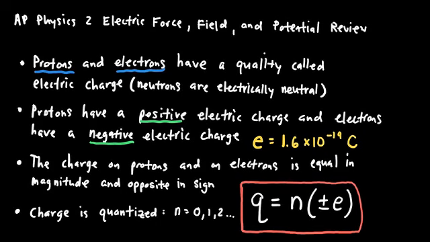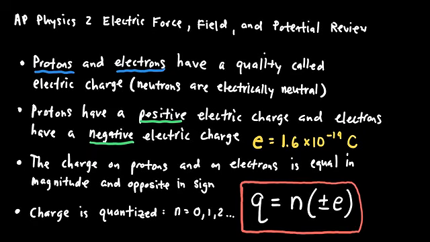So charge is measured in coulombs, and the charge of the proton and the electron is 1.6 times 10 to the negative 19. For the proton, that number should be positive, and for the electron, that number is negative, but in most cases, we're typically just working with the magnitude anyway.